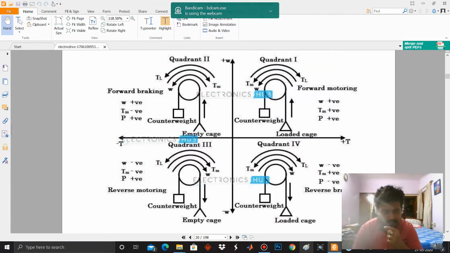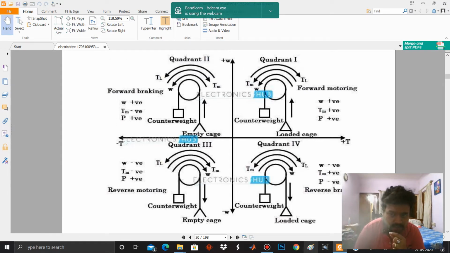Hello my dear students. In the last lecture we were discussing the four quadrant operation of an electric drive, and we illustrated this particular figure, with a loaded cage and a counterweight in a pulley arrangement. All the four quadrants of operation we have understood, and all the sign conventions of the speed, the motor torque, the load torque and the power have been computed. So let us recap once more.